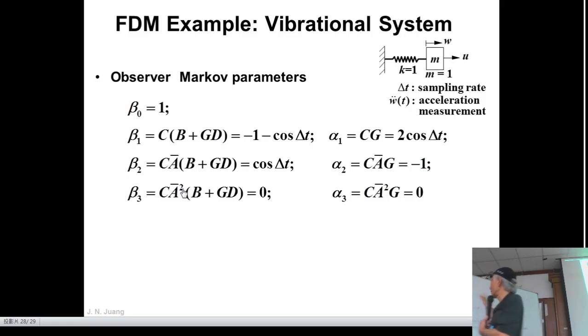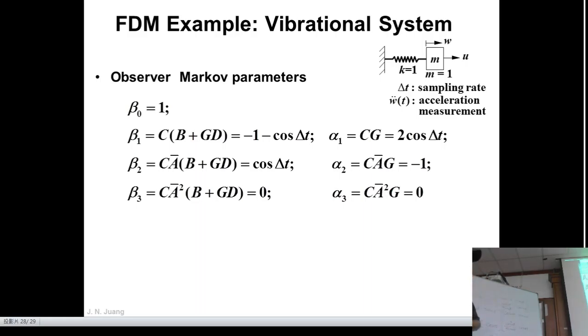Remember that? I also wrote here that's my A bar, right? All zeros. The same thing: alpha 1 equals CG, which equals 2 cosine delta t. Alpha 2 equals C A bar G, which equals minus 1. And alpha 3 equals C A bar squared, and that is 0. So we don't have any alpha or beta beyond A bar squared. So beta 3, beta 4, beta 5 equal 0, and so on. Alpha 3, alpha 4, alpha 5 equal 0.